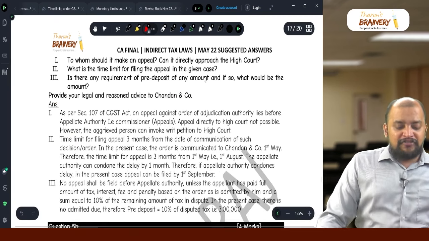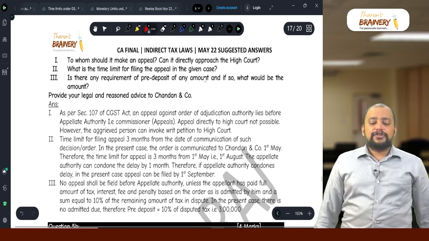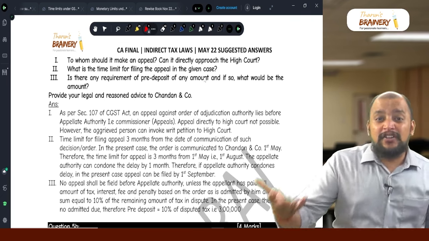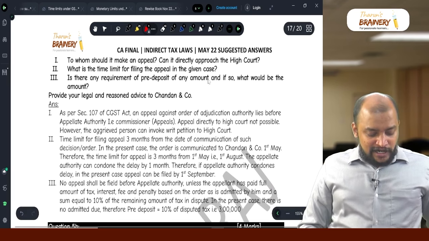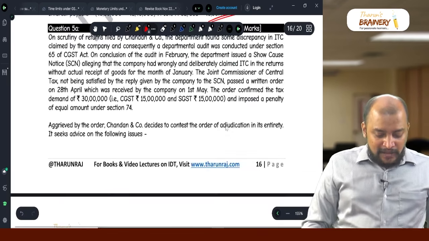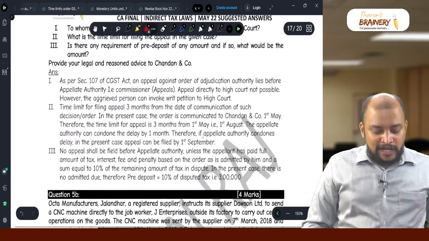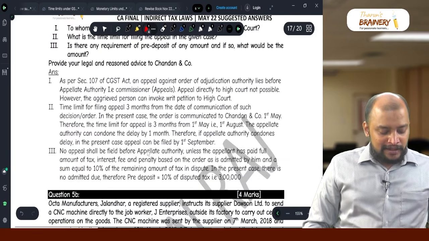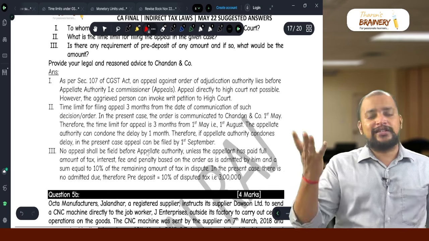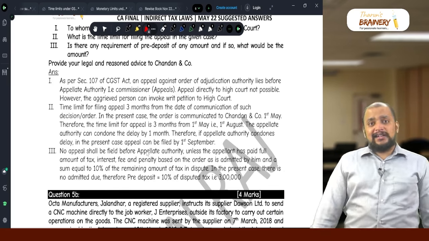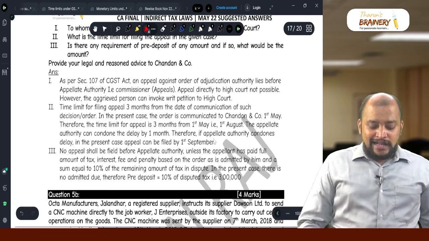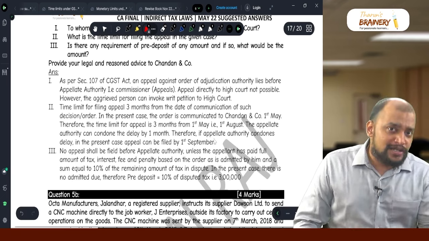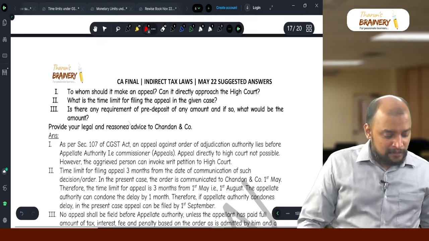What is the time limit for filing appeal in the given case? So 3 months from the date of receipt of the adjudication order. The date on which the order is received is 1st May. So from 1st May, 3 months: May, June, July, August, so 1st August. And there is a condonation of delay for 1 month. So in the present case, if the appellate authority condones the delay, 1 month. So that is the time limit.